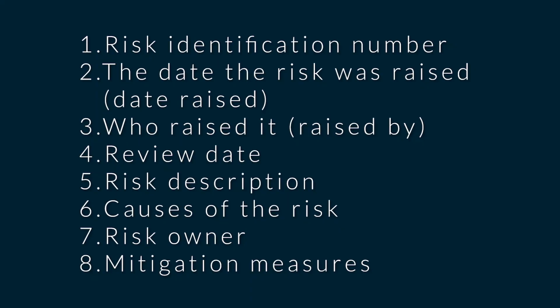But your risk register won't just consist of a risk event, its impact, likelihood, and then the score. There are other things that you also need to include there, which will include things like risk identification number, the date the risk was raised, who raised it, review date, risk description, causes of the risk, owner, as well as mitigation measures. So the point here was just for you to be in a position to fill those things. Now you know, okay?